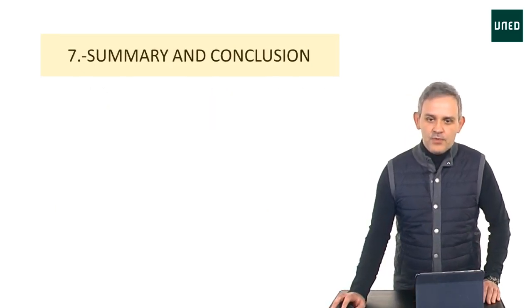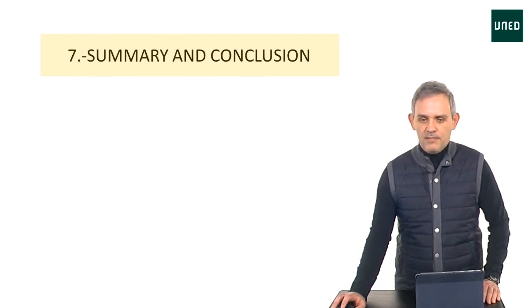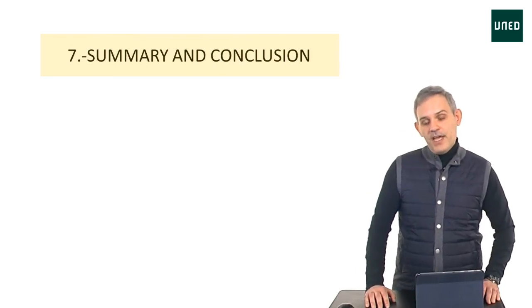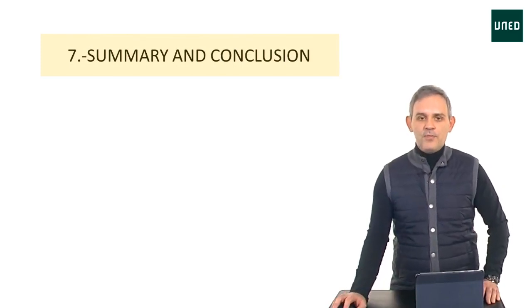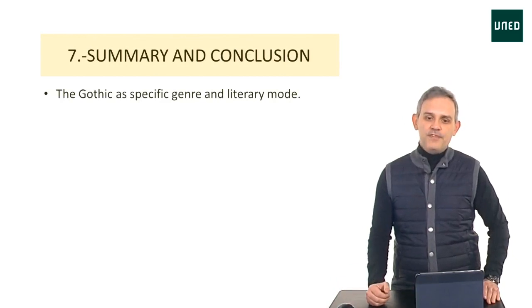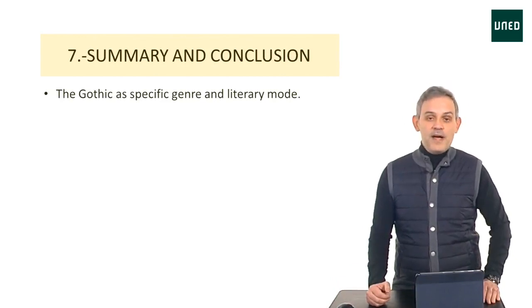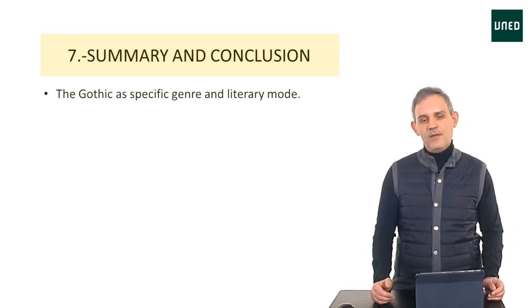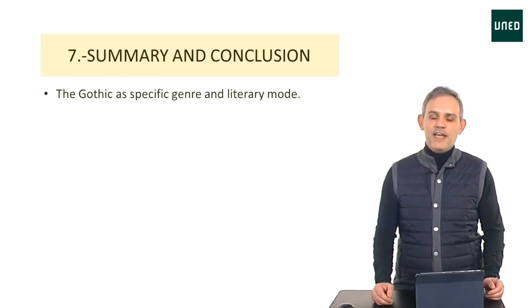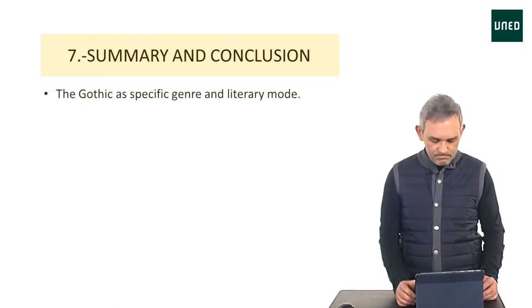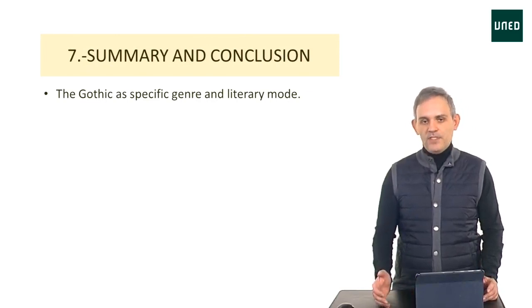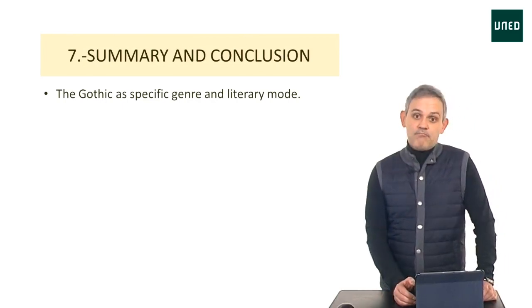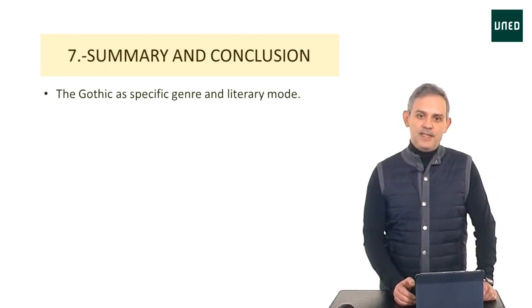And I'm now coming to my conclusion, summary and conclusion. So the main conclusion should aim at characterizing the Gothic not so much or not only as a specific genre, but as a literary mode that transcends the last 4 decades of the 18th century, as I said at the beginning. And of course, it transcends English literature. It is a literary mode that has survived until today.